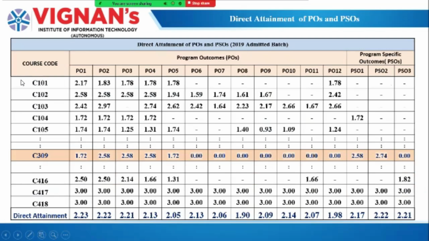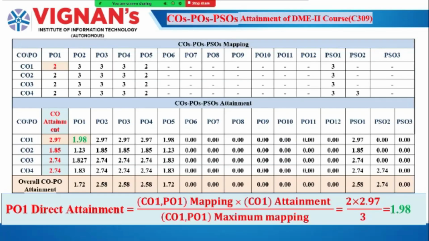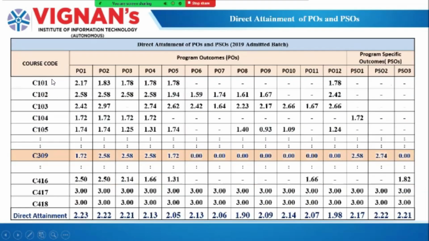See, this is the first 309 course here, 1.7 to 2.58. This is for one particular course. Like that, for all the courses, you have to add in this table. Then you will take the average of all the courses. This is for one particular batch, the 2019 admitted batch, VR19 batch, direct PO attainment.